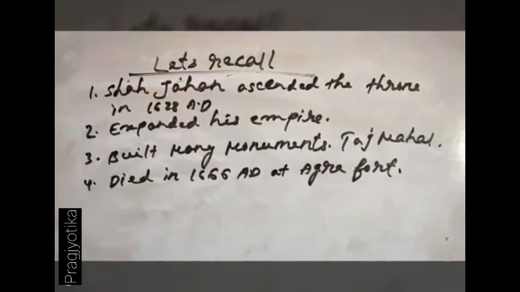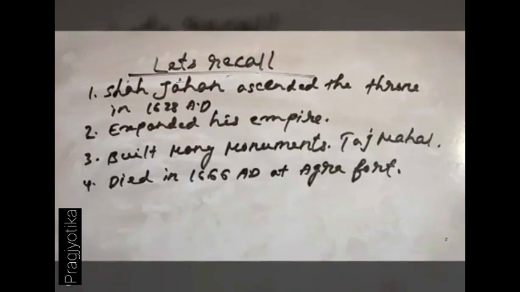Then we also discussed Shah Jahan, the son of Jahangir, who ascended the throne in the year 1628 AD. Then we also learned that soon after ascending the throne, he, just like his father and other Mughal kings, continued the expansion policy. So he too conquered many kingdoms and expanded his empire. Then Shah Jahan was also a great builder, and during his reign he built many monuments. One fine example is the Taj Mahal. Apart from that, he also built Red Fort and Jama Masjid and many others.